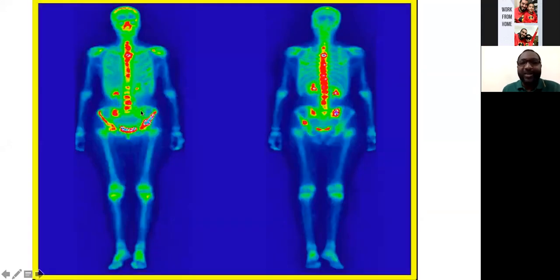So again, this color, if you look at it, tends to accentuate or bring out the uptake. It's a normal bone scan, but look at how the color distribution is. So this is not usually an ideal color to use for bone scans.